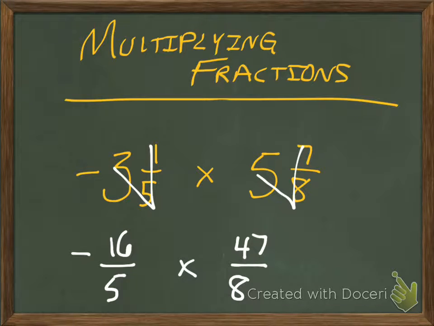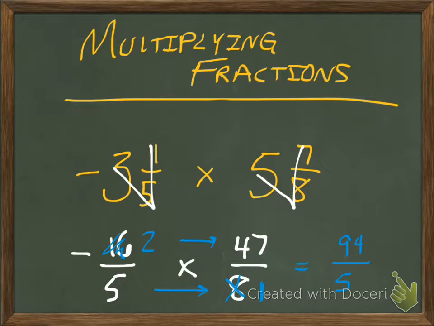Now I want to look and see, do I have anything that I know that these numbers have in common? 16 and 8, right? I can divide by 8, so I have 1 there and 2 there. Multiply straight across. 2 times 47 is 94. 5 times 1 is 5.